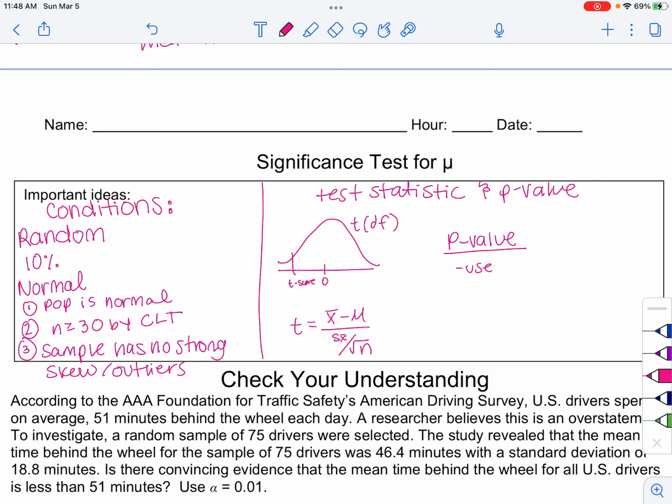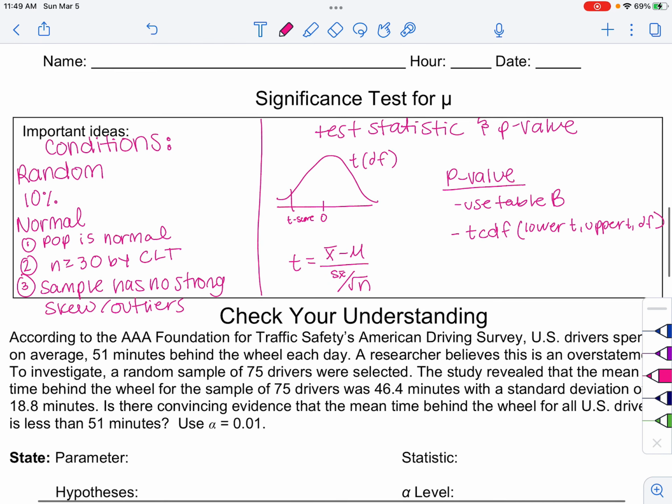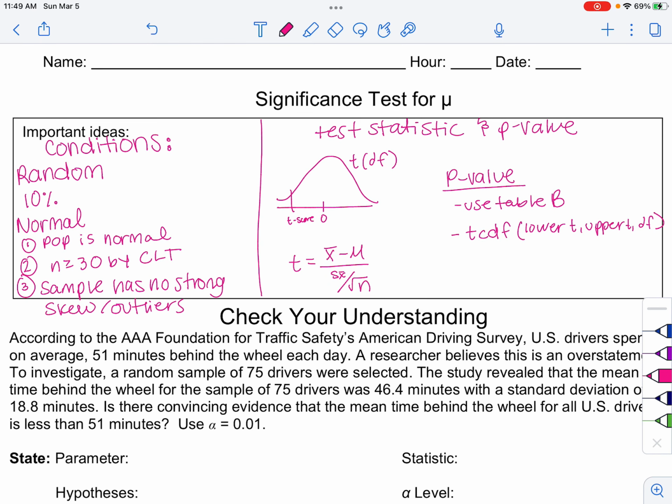And then to find your p-value, we have two options. Either use table B, or you can use TCDF in your calculator: lower t, upper t, and then the degrees of freedom. All right, try this, check your understanding, and go on to video 2 to continue on with hypothesis testing.